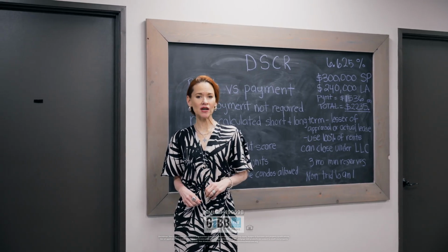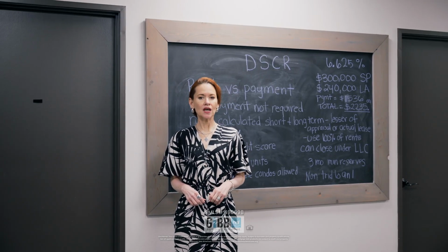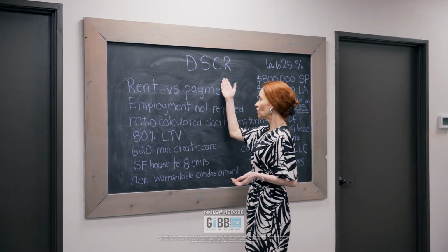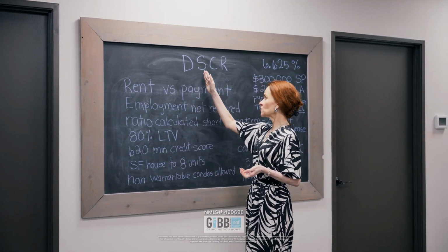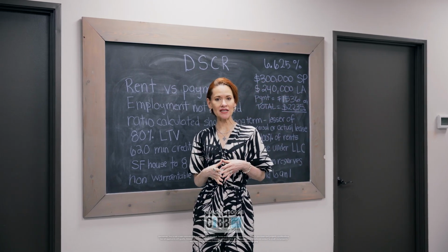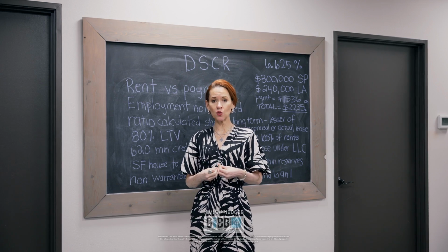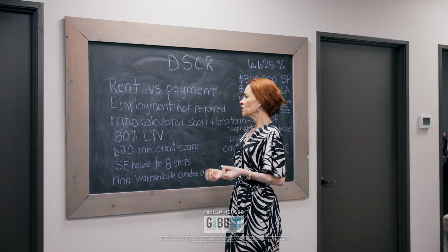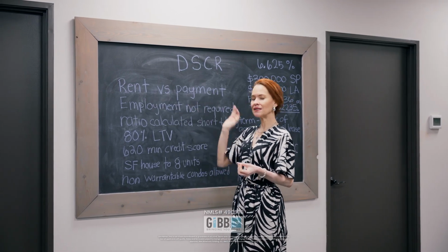Today we're going to be talking about investor loans, commonly known in our industry as DSCR loans. This is debt service coverage ratio. What that means is these loans are based on the rental income that you're going to be receiving for the property you want to purchase. So it's a rent versus payment type of loan.